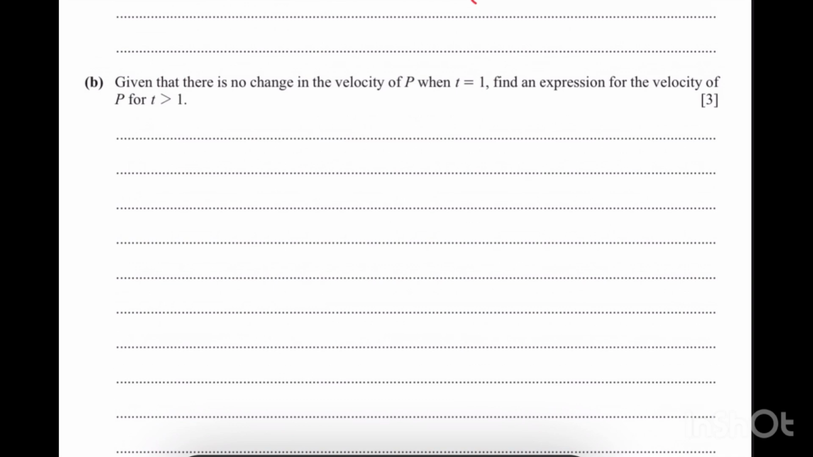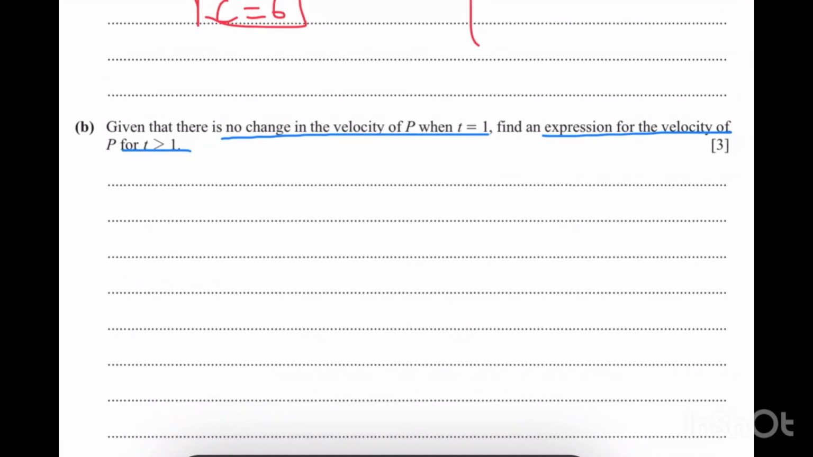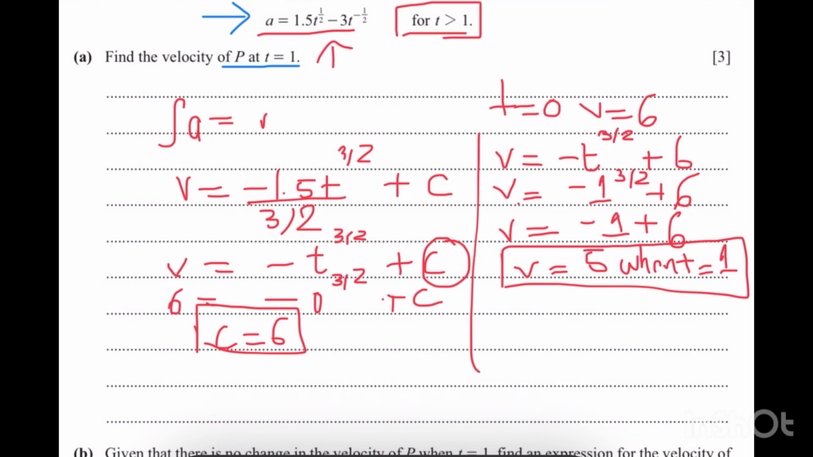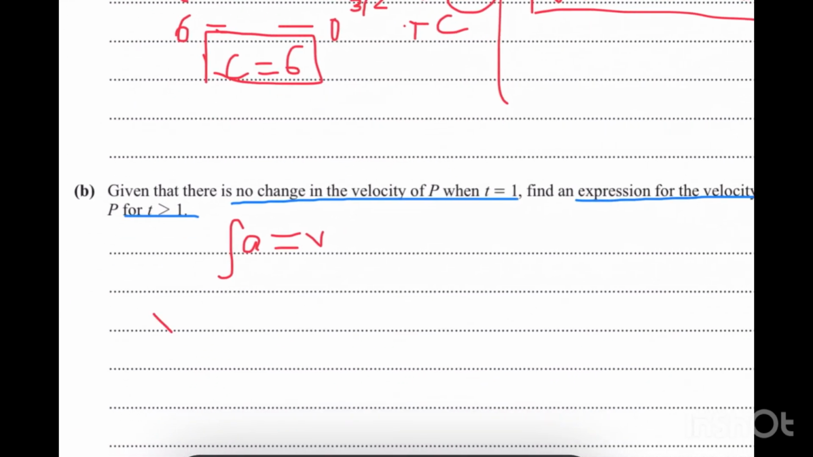They're saying that given that there is no change in the velocity of p when t equals 1, we need to find an expression for the velocity of p for when t is greater than 1. So like in part A, we need to integrate the acceleration to find out the velocity, but in this case we will use the second equation, since that is for when t is greater than 1. So when we integrate this second equation, we find that velocity equals t raised to power 3 by 2 minus 6t raised to power 1 by 2 plus c, where c is an arbitrary constant.